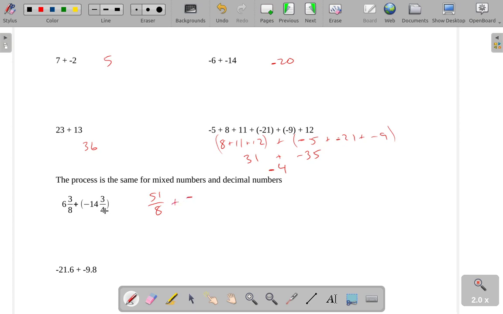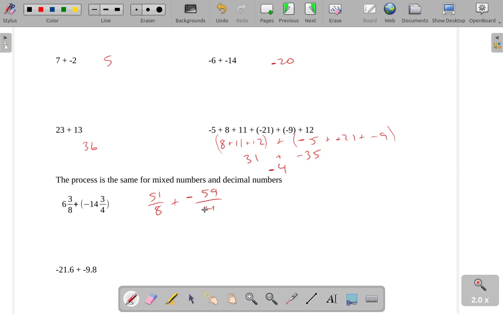14 times 4, let's see, what is that, 76? No, 40 plus 16 is 56. Yeah, that's right, 56. Add that to the 9, we get 59/4.